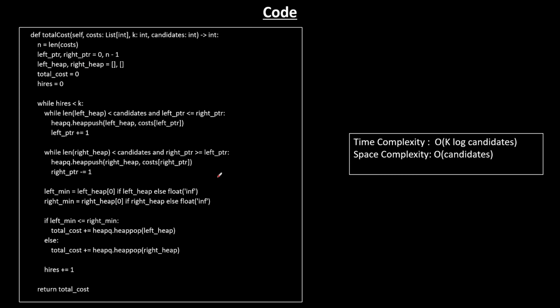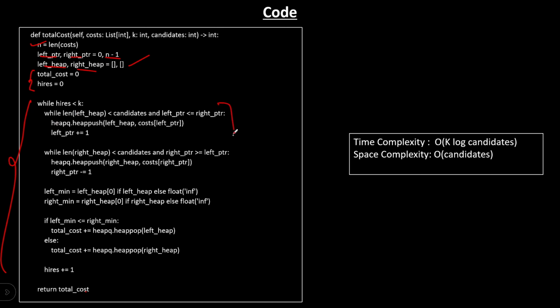Okay, so here we have taken the length, of course, of the cost array. We have started the left pointer from 0 and the right pointer from the last index. Then the lists for left and right heap, total cost, and hires. Okay, now the code goes like this. The while loop on hires being less than k makes sense until and unless we have not hired all the employees.